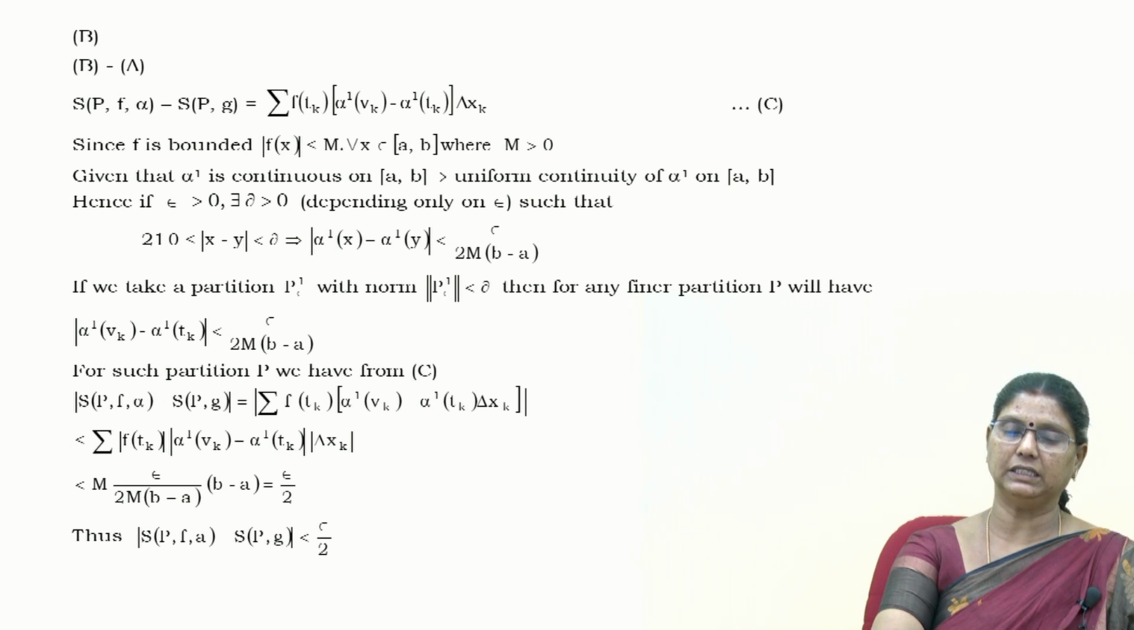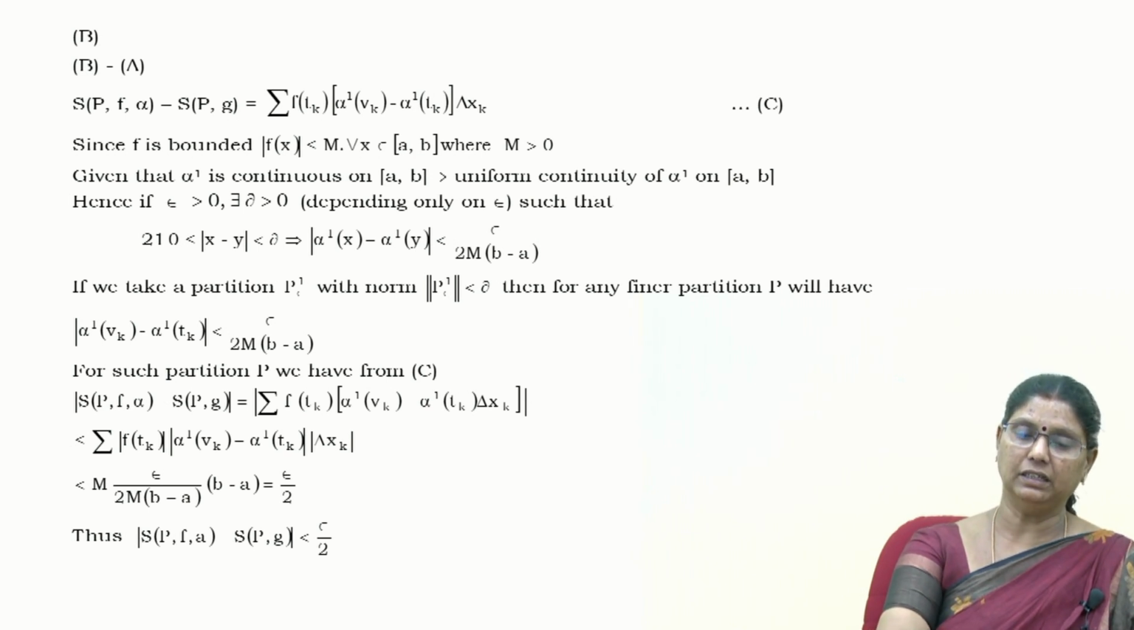For such partitions, from the expression (c), we can write modulus of S_P(f, alpha) minus S_P(g) is nothing but the sum of f(t_k) into [alpha'(v_k) minus alpha'(t_k)] into delta x_k. So, this is less than or equal to summation of modulus of f(t_k) into modulus of alpha'(v_k) minus alpha'(t_k) into modulus of delta x_k. Now, applying the above expression in this, finally we get epsilon by 2. Thus, modulus of S_P(f, alpha) minus S_P(g) is less than epsilon by 2.